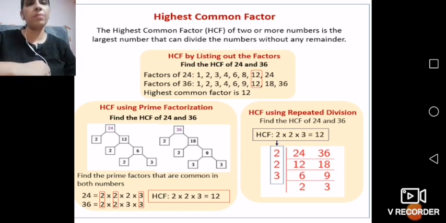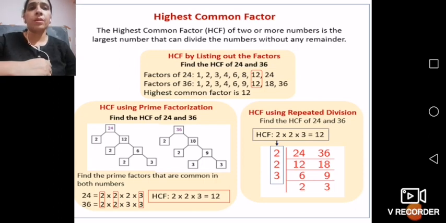Listing out the factors means first we will write the factors of the given numbers, and then we will find the common factors and then the highest common factor. Now how can you find the factors? That we have done in the previous exercise. You can use a factor tree, or you can use the division method also to find the factors.